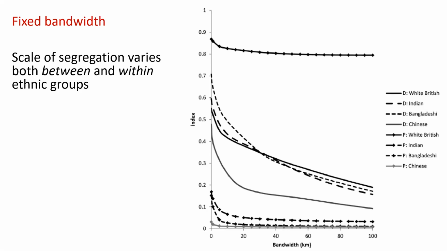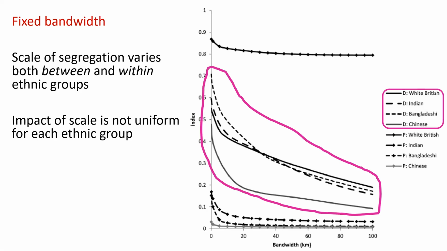Now, it's no surprise that segregation levels are higher in small areas. We know that, of course, neighborhoods are more likely to share similar population characteristics than regions. But the impact of scale isn't uniform for each ethnic group. If we just have a look at spatial unevenness, those D values of the four groups shown, you can see, I think, fairly clearly that the Bangladeshi ethnic group has the highest levels of segregation at the very local level. But that unevenness falls pretty sharply as the neighborhood size increases.